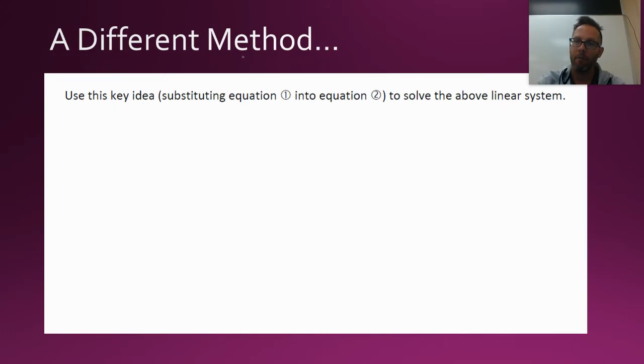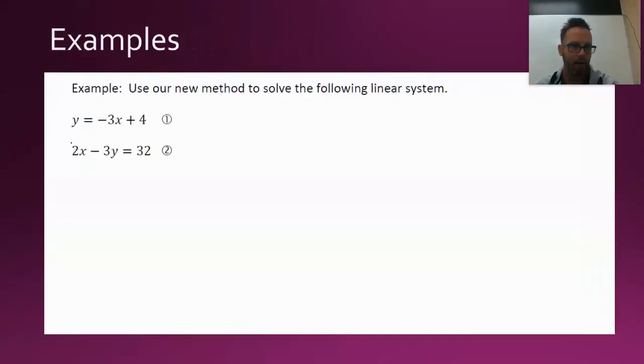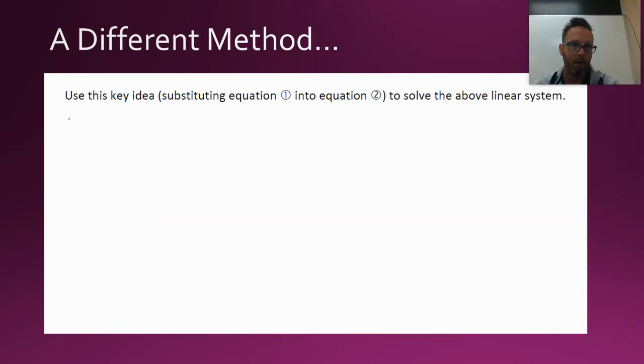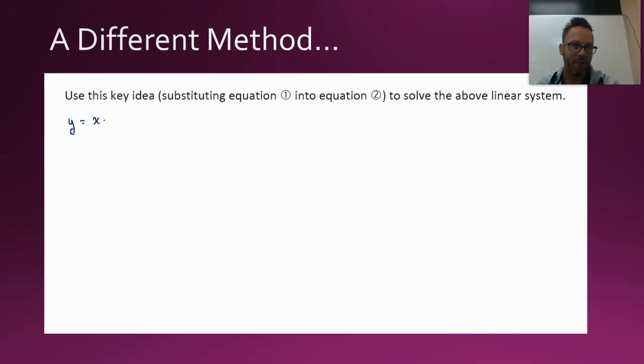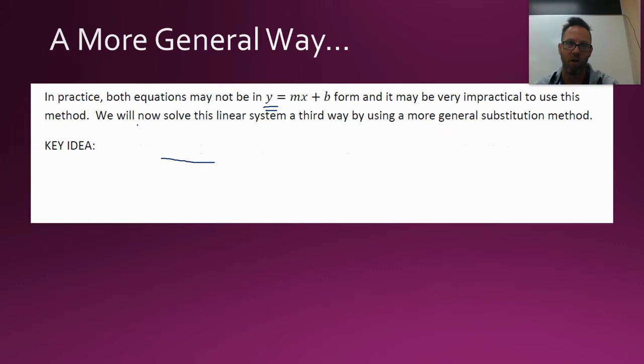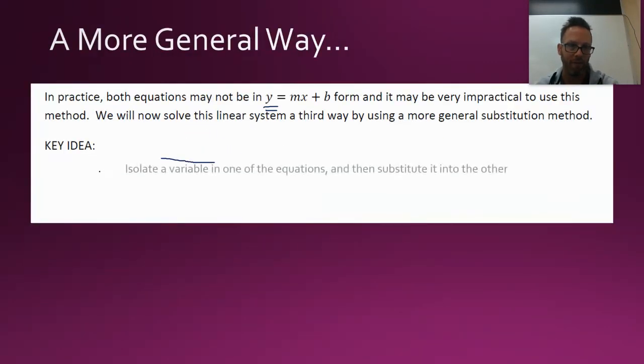So let's go back to our original system and do it one more way. I have to flip back and see what the equations are again. Equation 1 was y equals x minus 8, and the original equation 2 was 2x plus y equals 7.